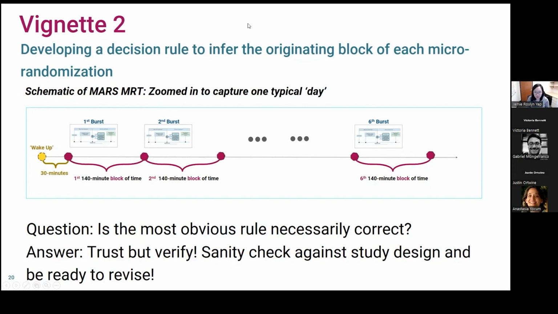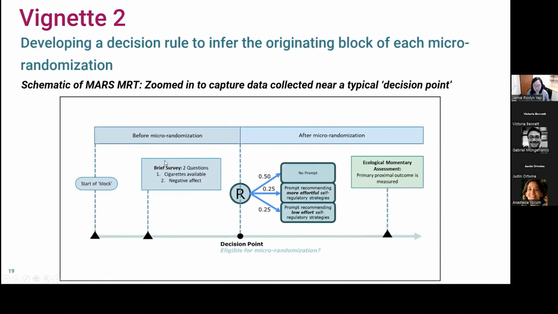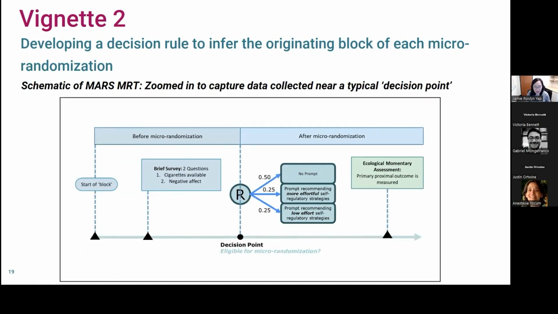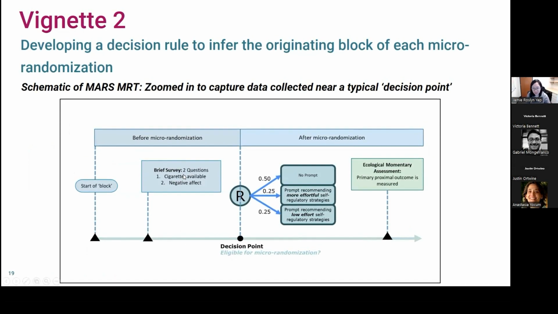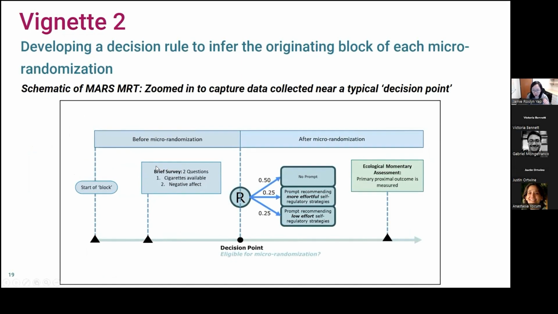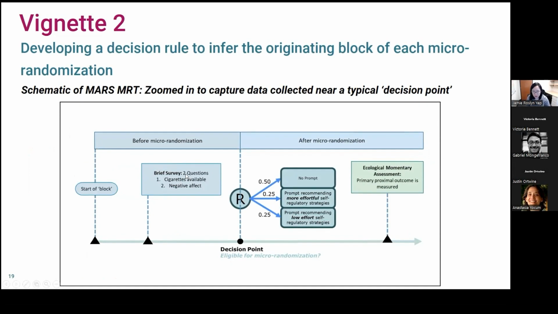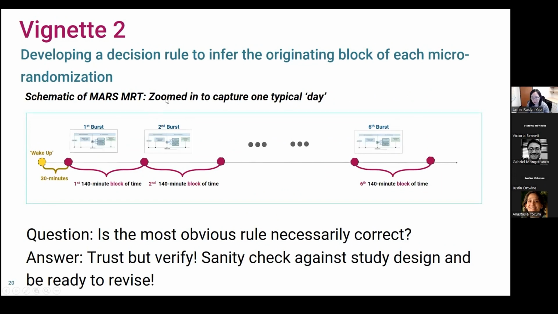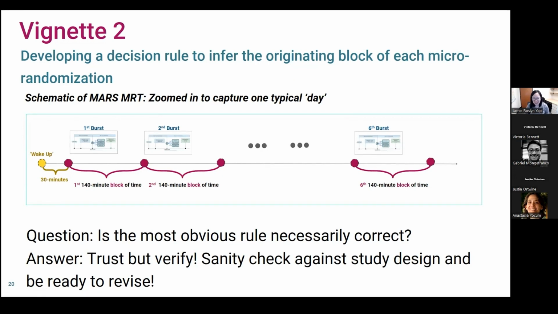Now, what we do have in the data are, for this brief survey, in that same log file that I was working with, a timestamp for when this brief survey was delivered, but also that log file contained the actual block number in which that brief survey was delivered. Okay, so here is the conundrum, and here's the question.